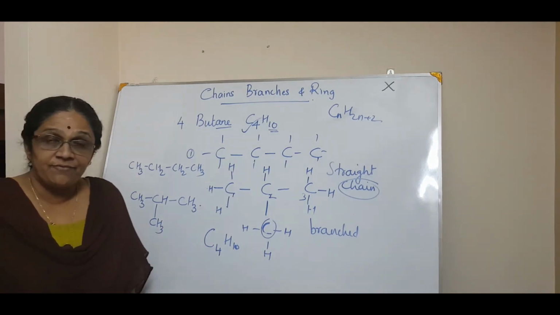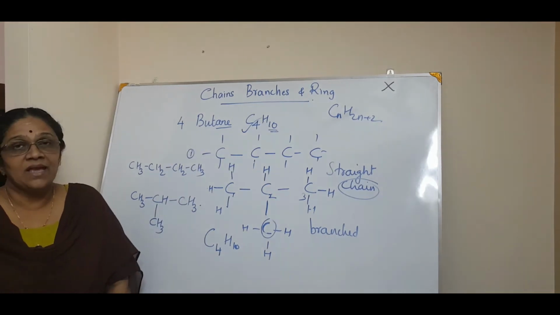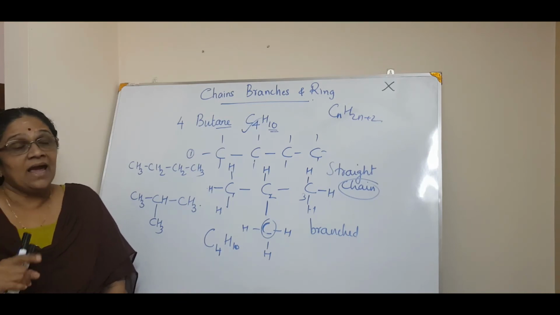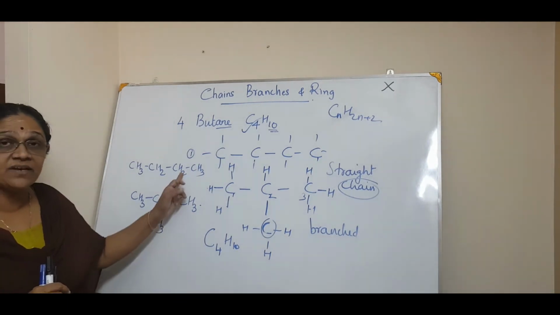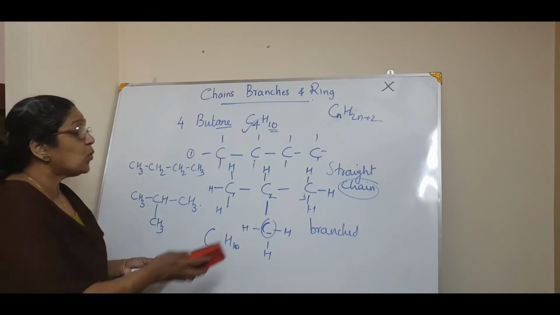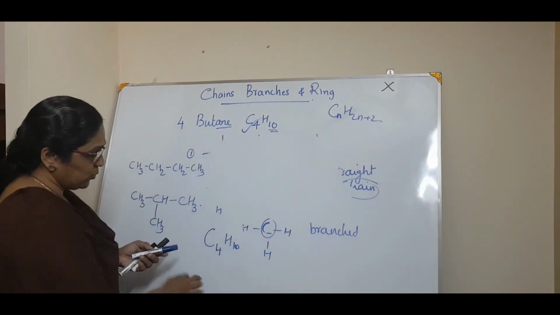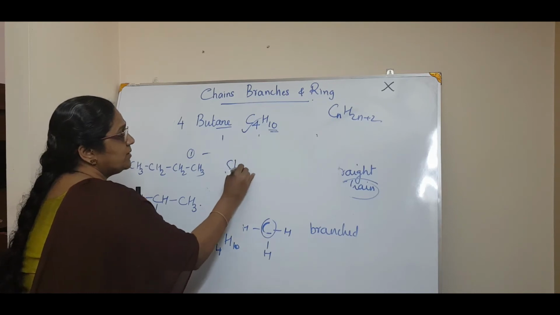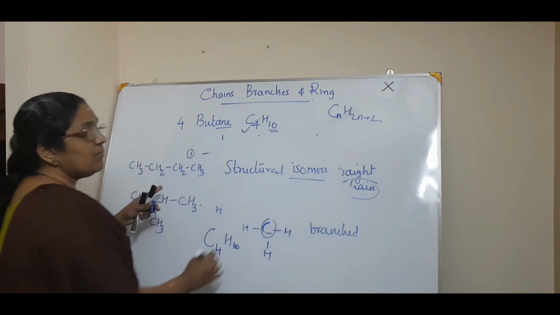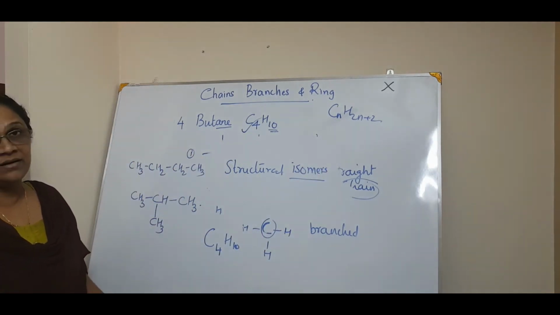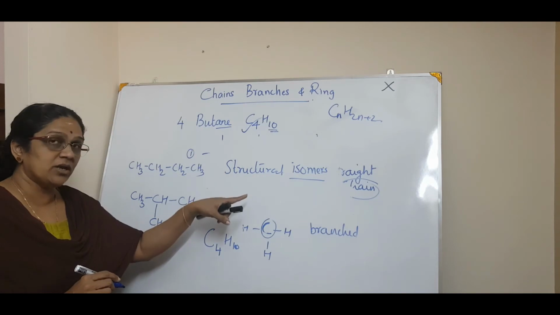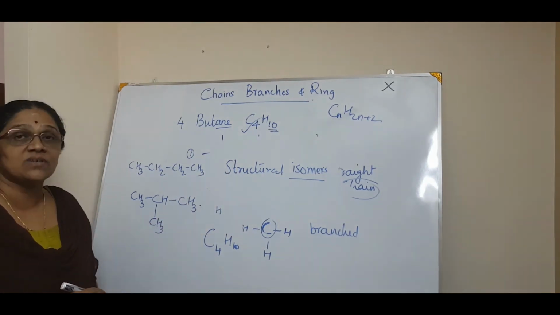So, if a compound, for example butane, has the same molecular formula, that means C4H10, but has different structures, then they are called structural isomers. What is it? Structural isomers. Now, how can you define structural isomers? Isomers means same molecular formula, C4H10, but different structures. That is why it is called structural. Same molecular formula but different structures, they are called structural isomers.